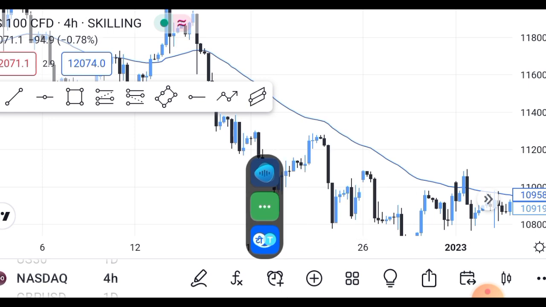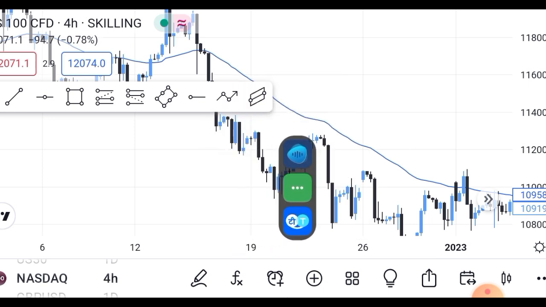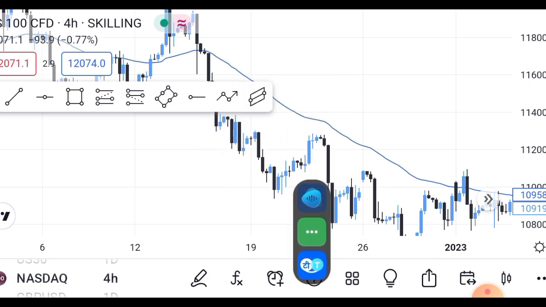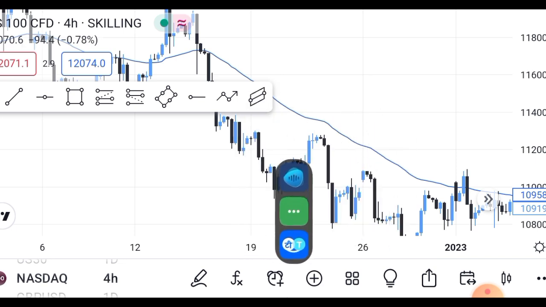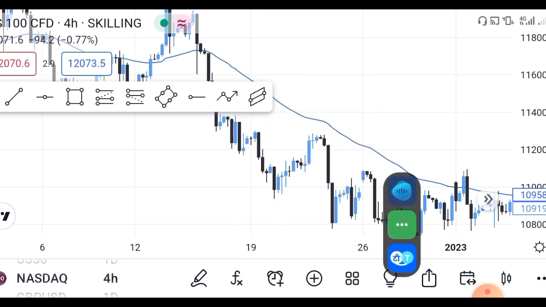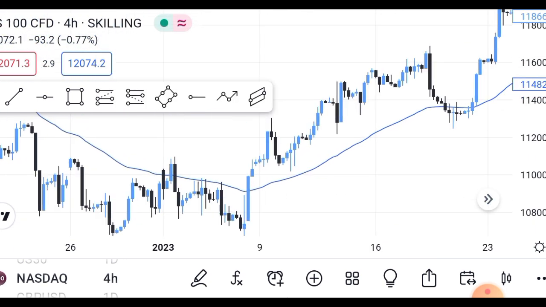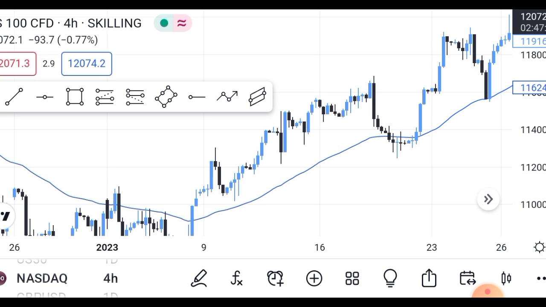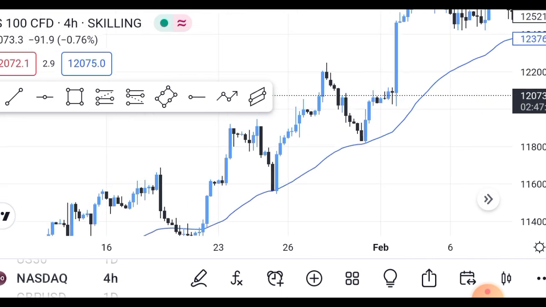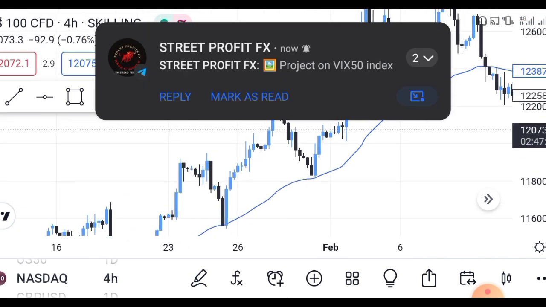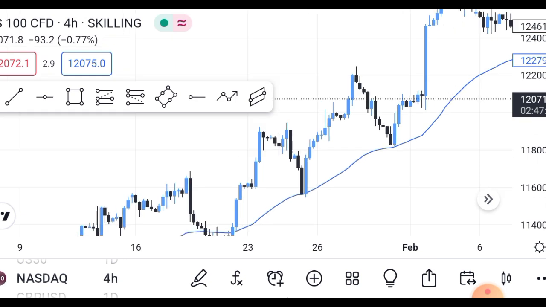Once the candlesticks are below the moving average, it means we are in a downtrend. And when the moving average crosses to the upside and the candlesticks are above the moving average, that means we are in an uptrend, because here we have the moving average crossing over to the upside, and we have this long and bullish market structure. You get the concept?